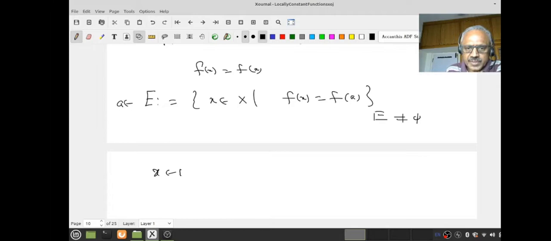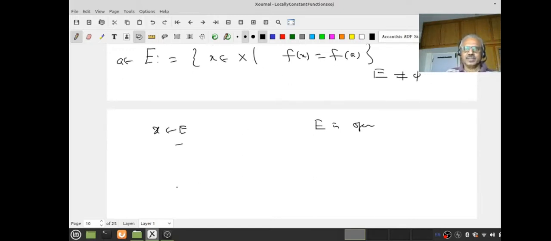Suppose x is in E. I want to say E is open. First thing is E is open, so let x belong to E. Then what, remember when I talked about open sets, I gave a recipe. When I want to say a subset U of X is open, what is the trick?